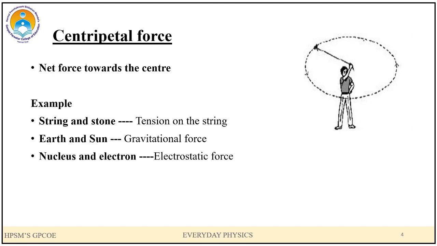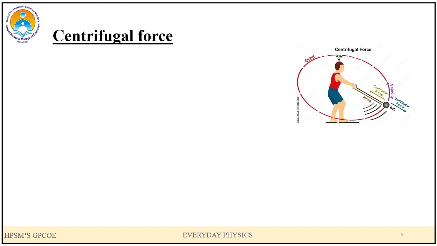Now, next example would be nucleus and electron. Electron revolves around the nucleus. So, what holds them together? That is centripetal force. In this case, it is an electrostatic force. We also have, along with the centripetal force, in case of circular motion, the centrifugal force. So now, what is centrifugal force? Let's understand what is centrifugal force.